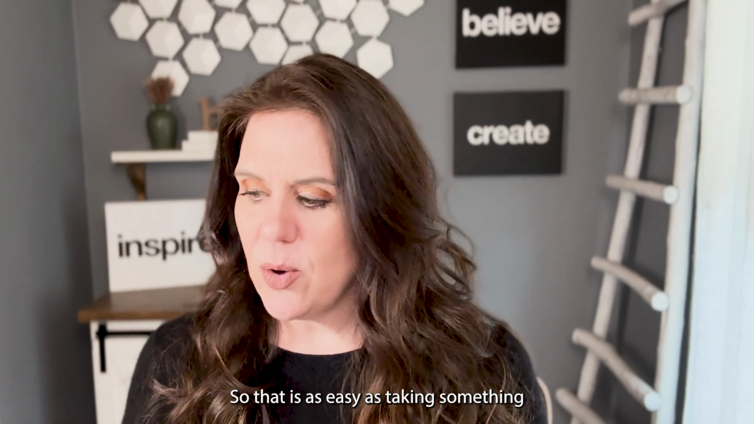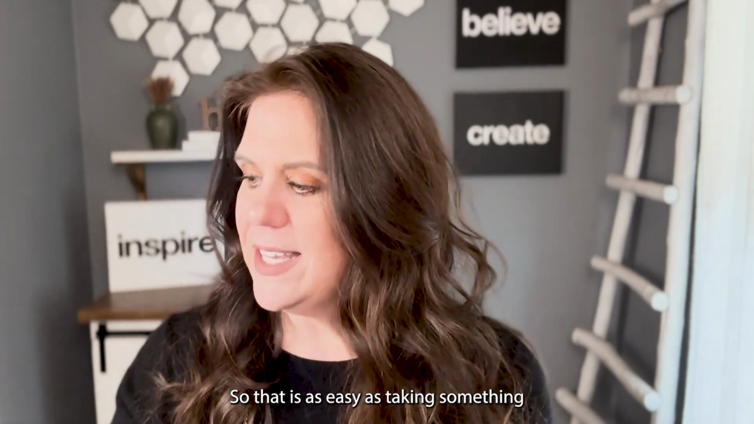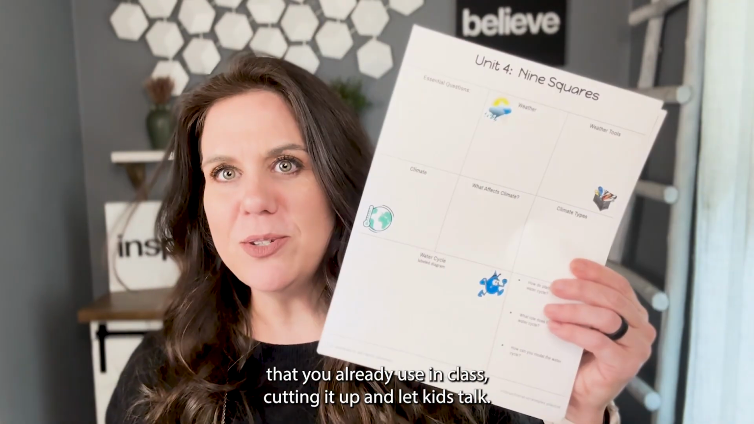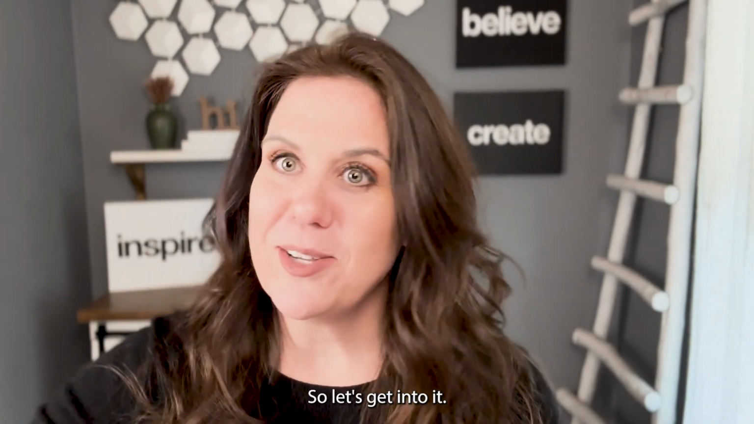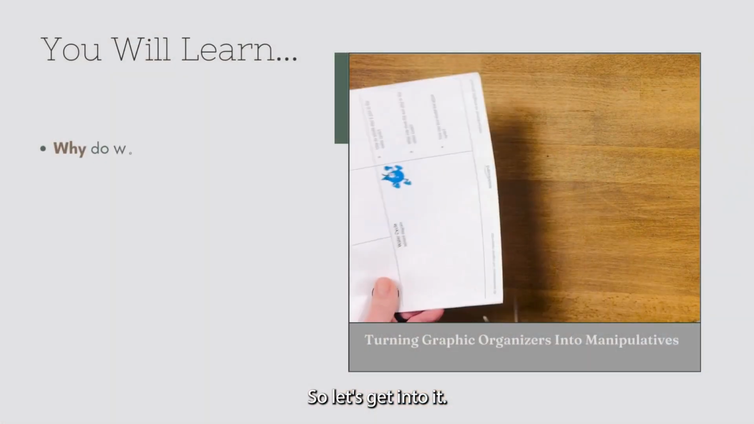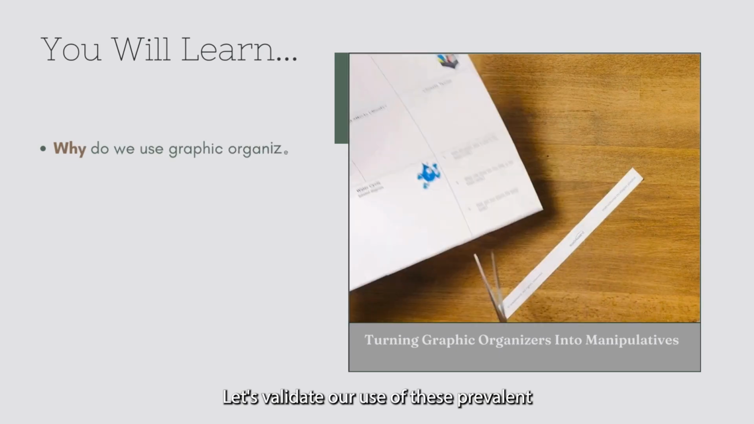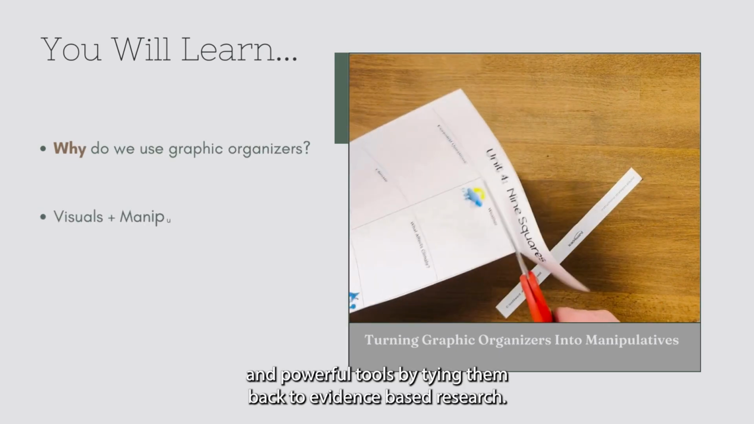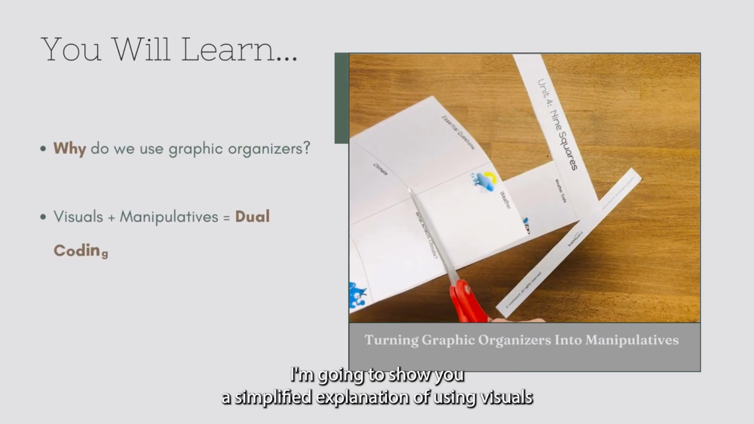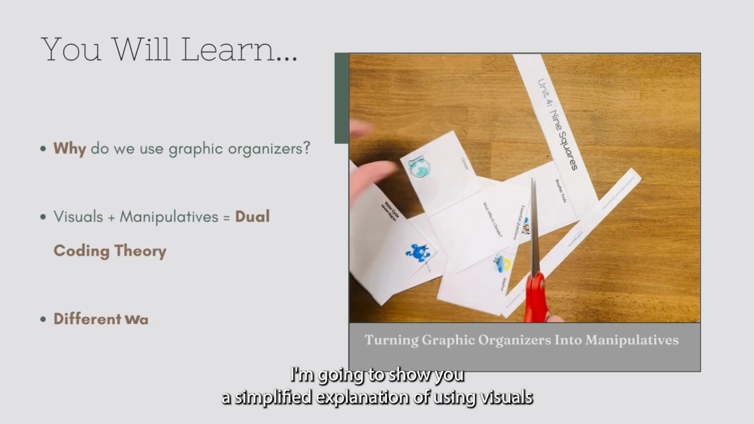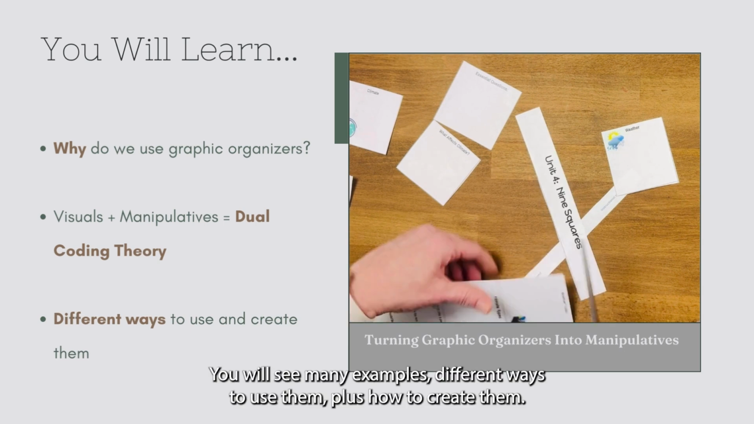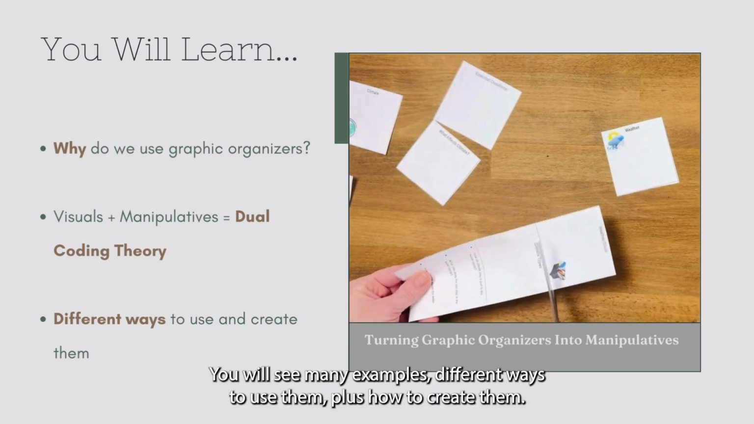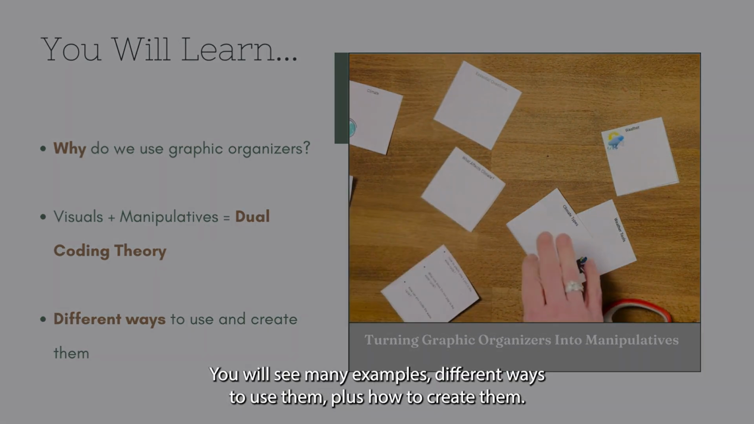Okay, so that is as easy as taking something that you already use in class, cutting it up, and letting kids talk. So let's get into it. Let's validate our use of these prevalent and powerful tools by tying them back to evidence-based research. I'm going to show you a simplified explanation of using visuals plus manipulatives, which is called the dual coding theory. You will see many examples, different ways to use them, plus how to create them.